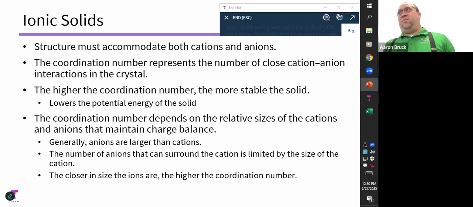One, coordination number. If I look at this lattice, how many atoms, how many ions are they touching? And coordination number is largely going to be dictated by what kind of hole they are occupying. Are they occupying a cubic hole? Are they occupying an octahedral hole? Are they occupying a tetrahedral hole?